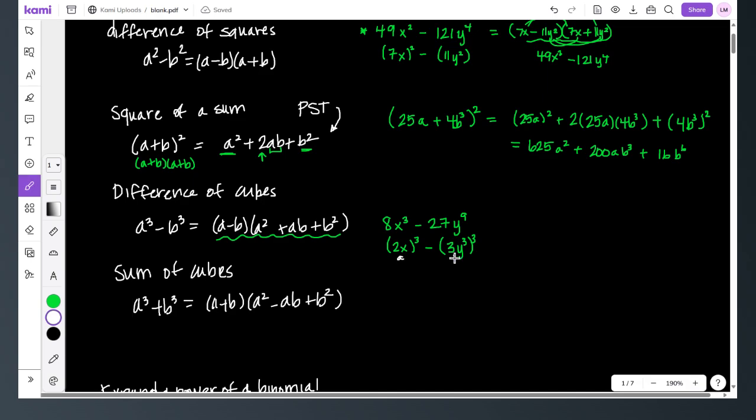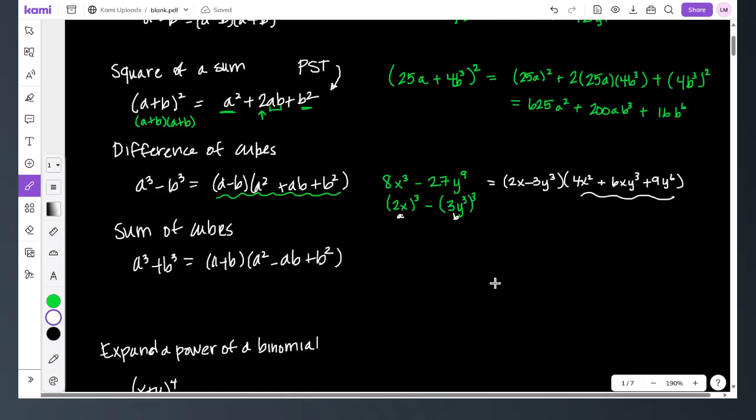So this is a and this is b when I plug into this formula. So I have 2x minus 3y cubed, and then continuing on with the formula, a squared, which would be 2x times 2x, which would be 4x squared. Then multiplying a times b together, so plus 6xy cubed, and then 3y cubed times 3y cubed would be 9y to the 6th, or you can think about it as 3y cubed squared. So that's it. This won't factor further. You can put it in the quadratic formula, and we're going to get imaginary numbers from that.